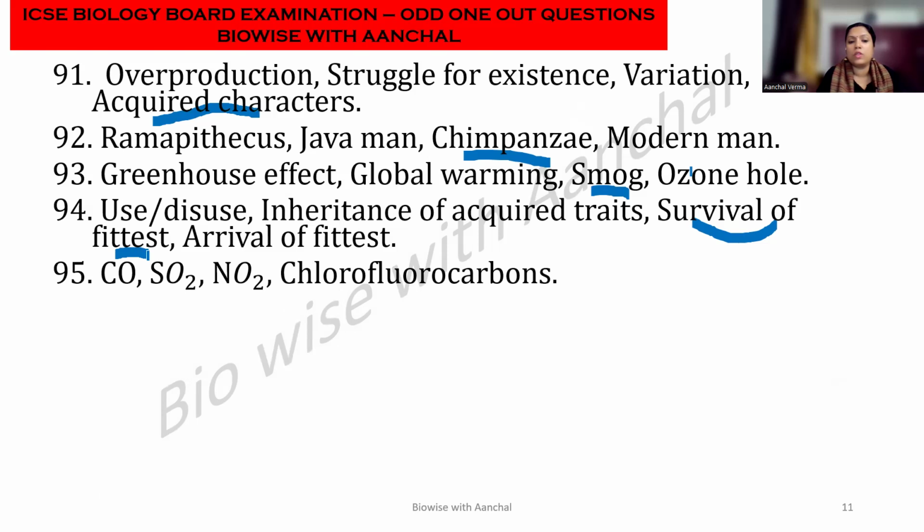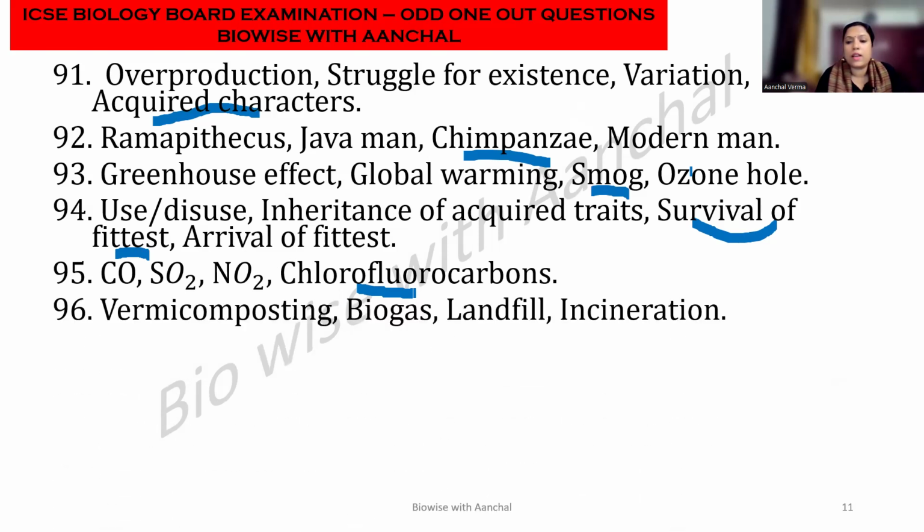CO, NO2, SO2, and chlorofluorocarbons. Now here you can have chlorofluorocarbons, because the rest are air pollutants. Excuse me. The rest are all air pollutants, but this one depletes ozone.